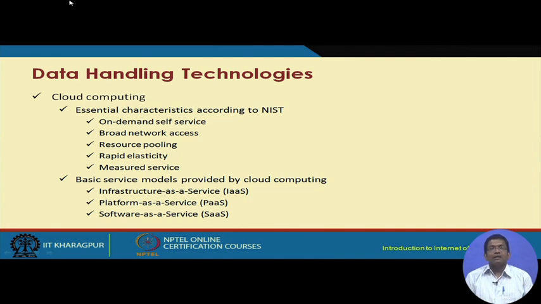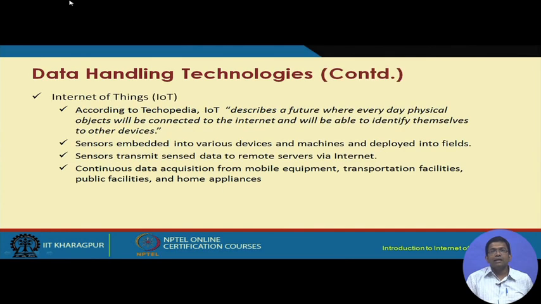Some of these basic service models, some of which we have already covered, include infrastructure as a service, platform as a service, and software as a service. So, cloud with these three basic service models, IaaS, PaaS and SaaS, is a very important data handling technology that is available to us. Second is Internet of Things.